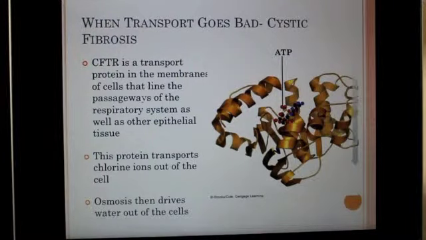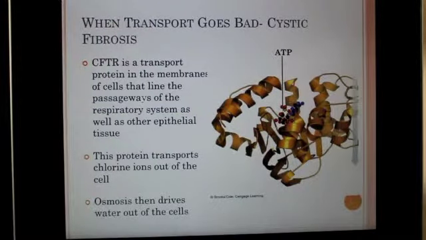Now, when cellular transport goes bad, bad things happen. And one of those bad things is the genetic disease cystic fibrosis. CFTR is a transport protein in the membrane of cells that lines the passageway of the respiratory system, as well as other epithelial or skin-like tissues.